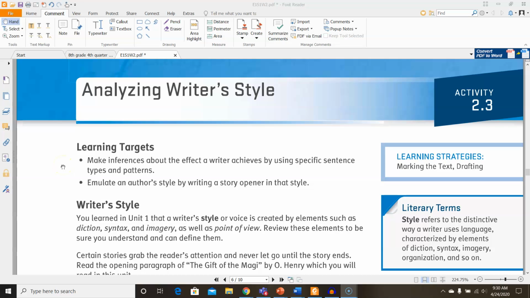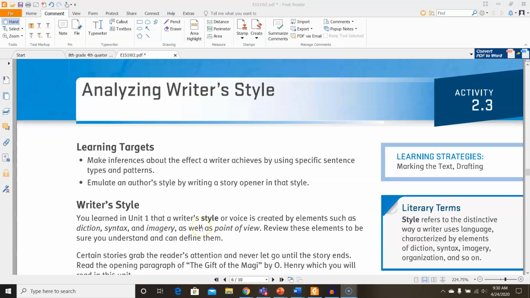Today I'm going to go over English 1 Semester 1 Week 2, Activity 2.3, Analyzing Writer's Style. Our learning targets for this activity are to make inferences about the effect a writer achieves by using specific sentence types and patterns, and to emulate a writer's style by writing a story opener in that style.